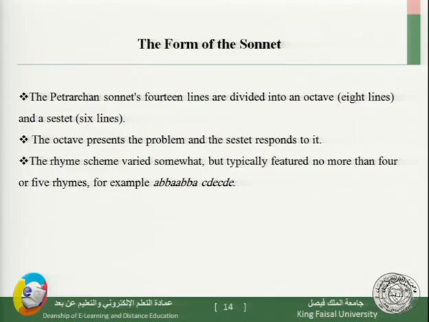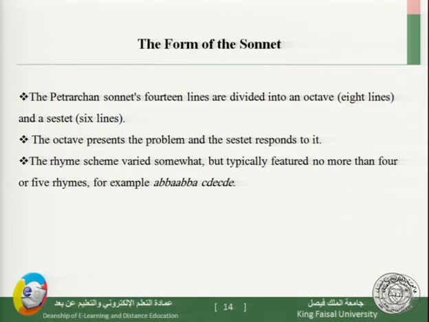As far as the form is concerned, the Petrarchan sonnet has 14 lines, and they are divided into two sections. The first section has 8 lines, and it's called the octave, meaning 8 lines. And the second part has 6 lines, and it's called the sestet, which means that it has 6 lines.